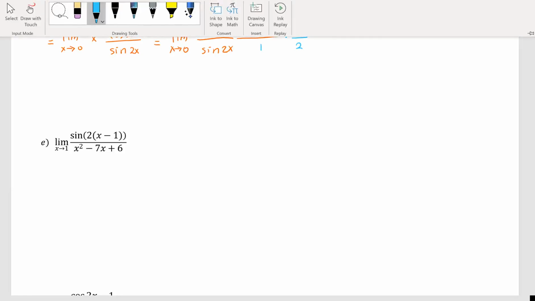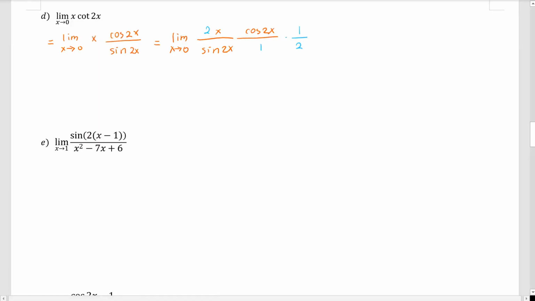So we continue. Okay. So now u over sine u is 1. Cosine 0 is 1. And this is 1/2. So the answer is 1/2. Is this very easy? Some of you might ask, what if I want to borrow $10? Even though I have $5, I still want to borrow $10 from the bank. That's okay. You can do that.